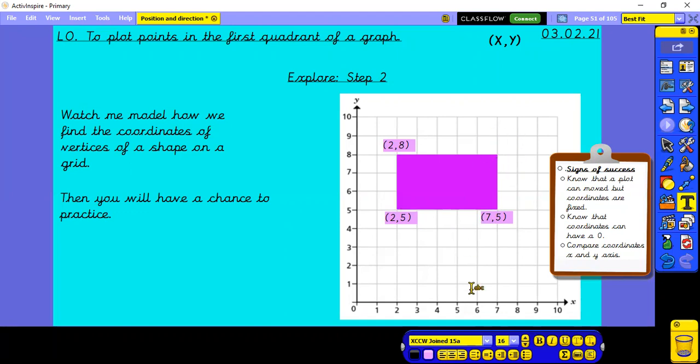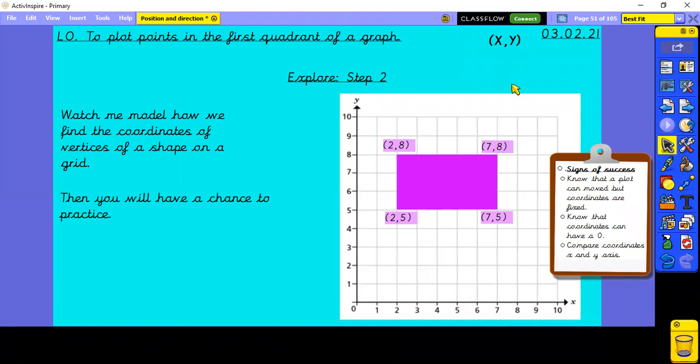Okay, and lastly, I need to find the vertex of my top right corner. I'm going to start on my 0 again and go along my x-axis to see what number it's in line with, which is the number 7. Then I'm going to go up to the vertex to see what it's in line with on the y-axis, which is the number 8. So my coordinates will be 7, 8. So now I've got all 4 coordinates for my 4 vertices on my shape, and that is how we find the coordinates of vertices on a shape.